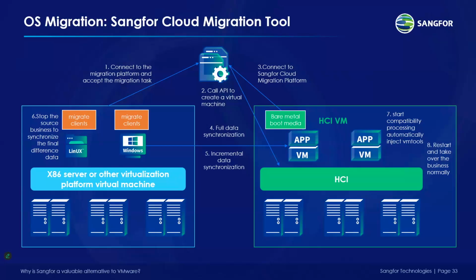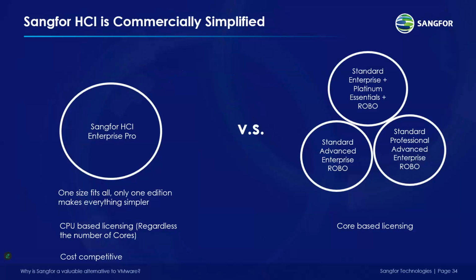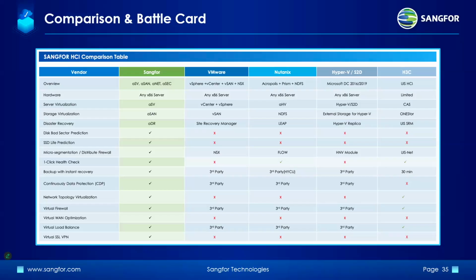At the end of the day, what we are trying to say is that Sangfor HCI is definitely commercially simplified because we just have one edition, which is called the Enterprise Edition. So one edition fits all. One edition makes everything simpler. And regardless of the number of cores, our license is CPU-based licensing. And definitely we are cost competitive. We do have certain battle cards against other vendors as well, and you can reach out to me. I can share these battle cards.